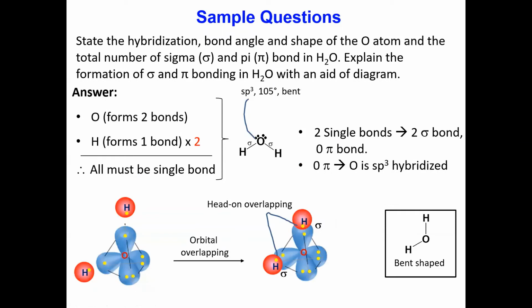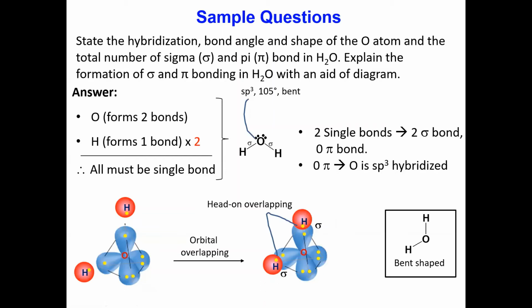Okay, state the hybridization, bond angle, and the shape of the oxygen atom now, and the number of sigma and pi bonds in water. Explain the sigma and pi bonding in water with the aid of the diagram. Okay, so for oxygen, H2O, the oxygen forms 2 bonds, each with a hydrogen. And you have 2 hydrogens over here, each forming 1 bond with the oxygen.